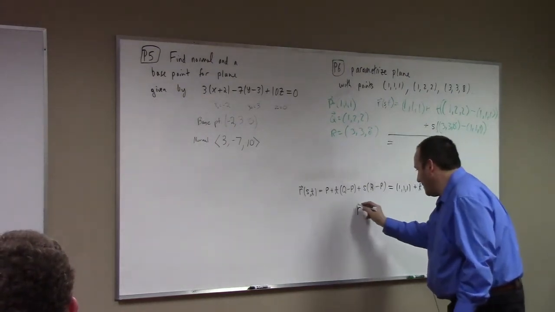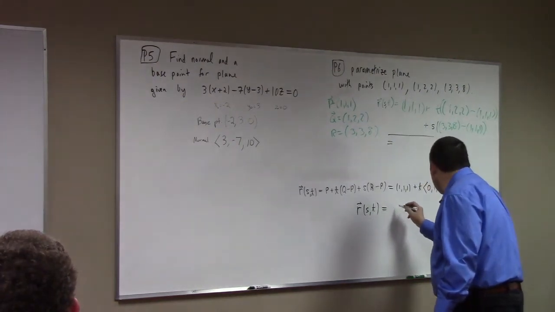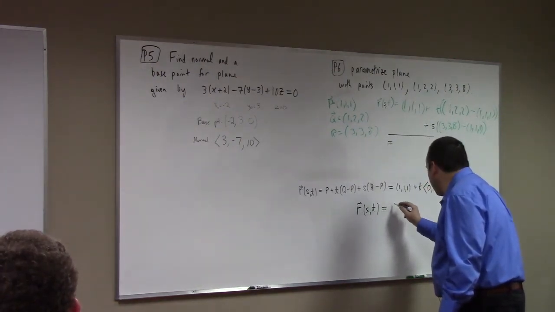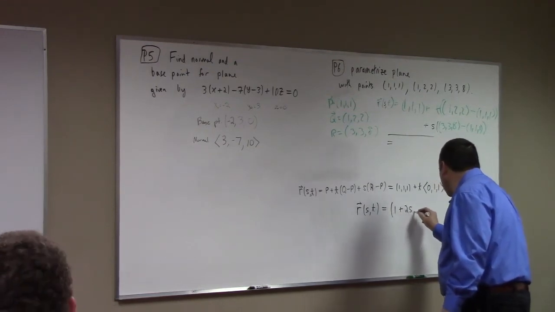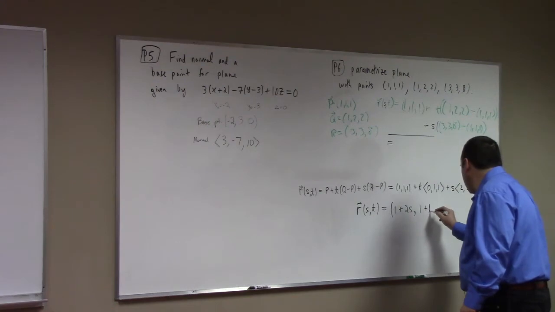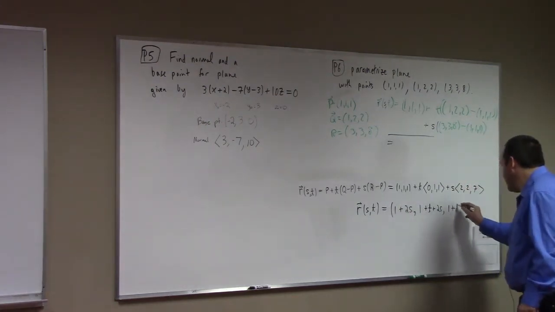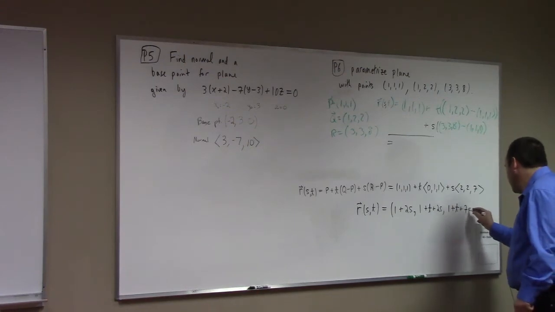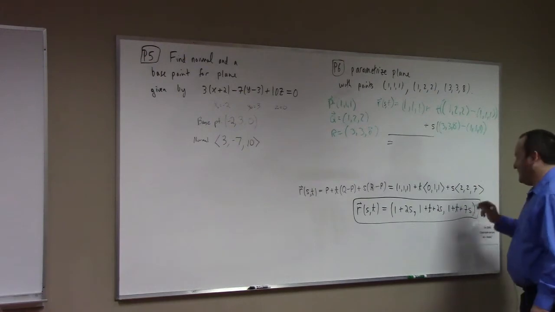And so we have the parameterization, which you could also call a patch. It's a patch of the plane: 1 plus 2s, comma, 1 plus t plus 2s, comma, 1 plus t plus 7s. There you go. That's a parameterization of the plane. That's not the only one.